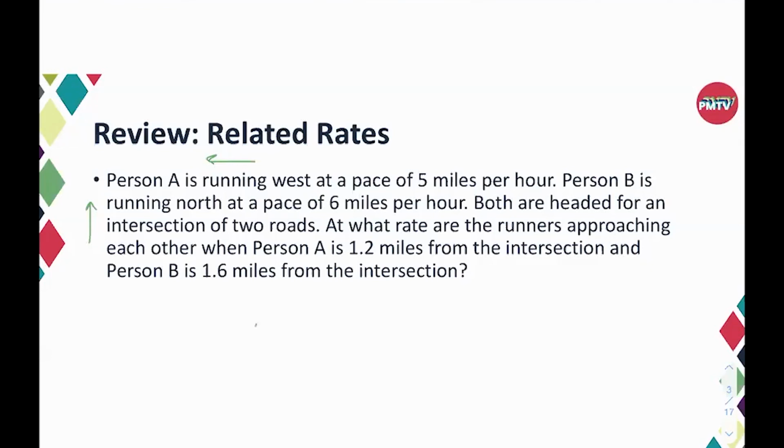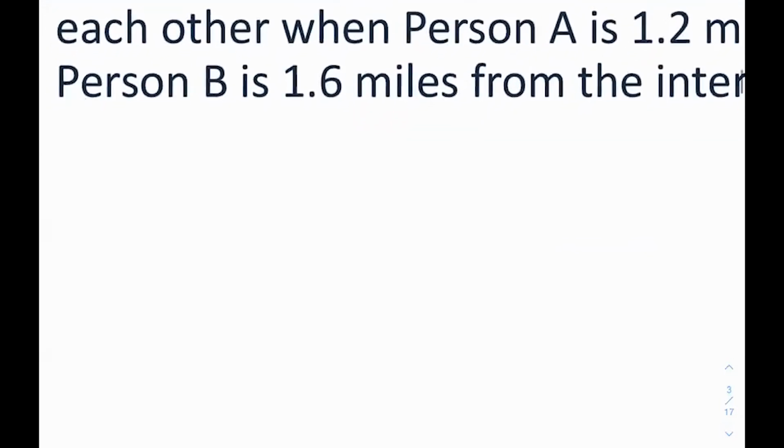So if we sketch this out, I'm going to zoom in here and then I'll bring this back so that we can talk about it all together. We have this person A running west and person B running north, and they are going to meet at an intersection. We are trying to figure out the distance between person A and person B and how that's changing.